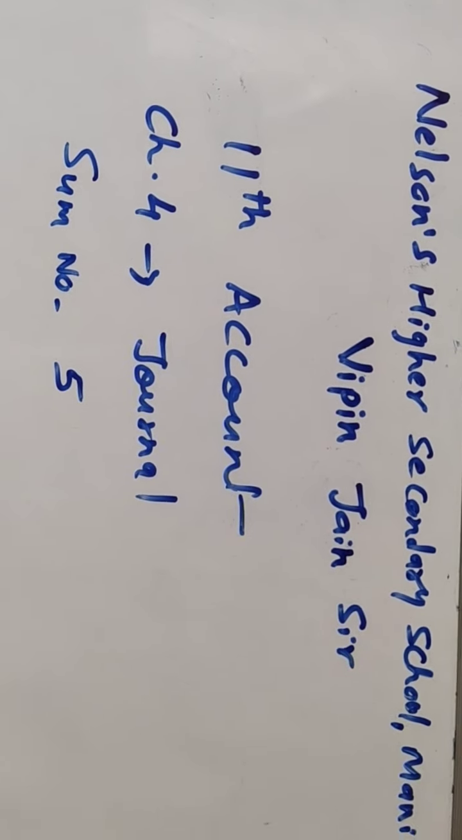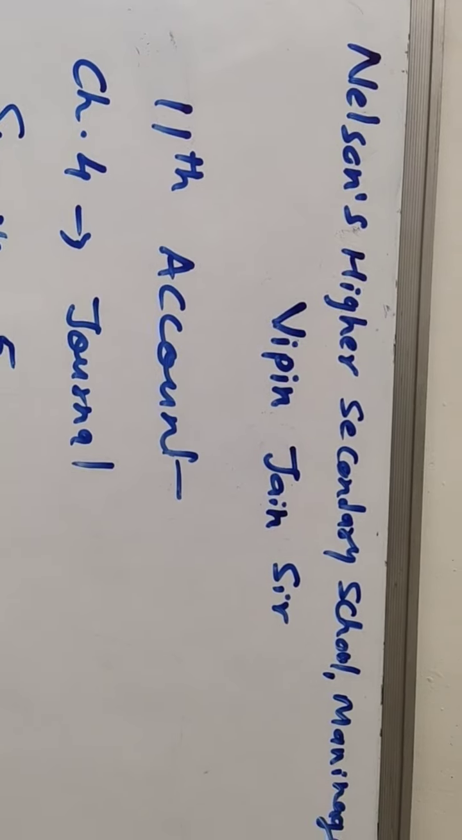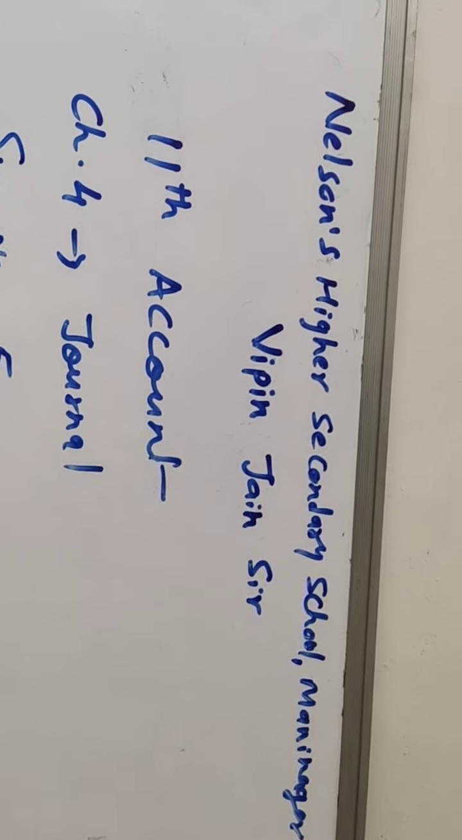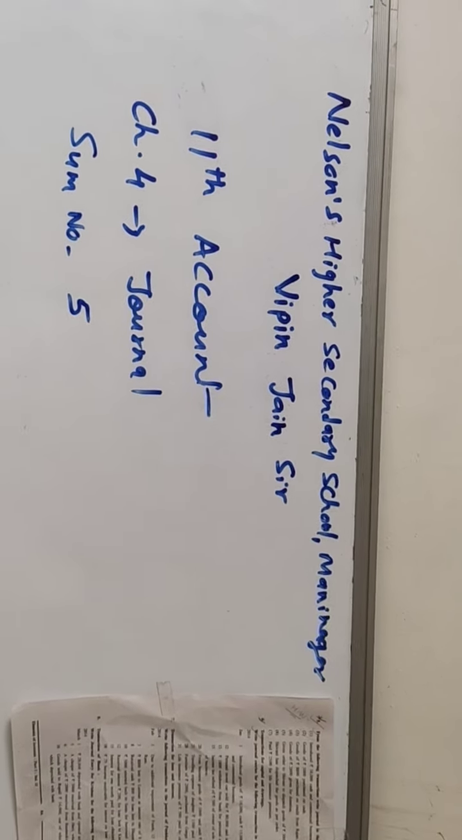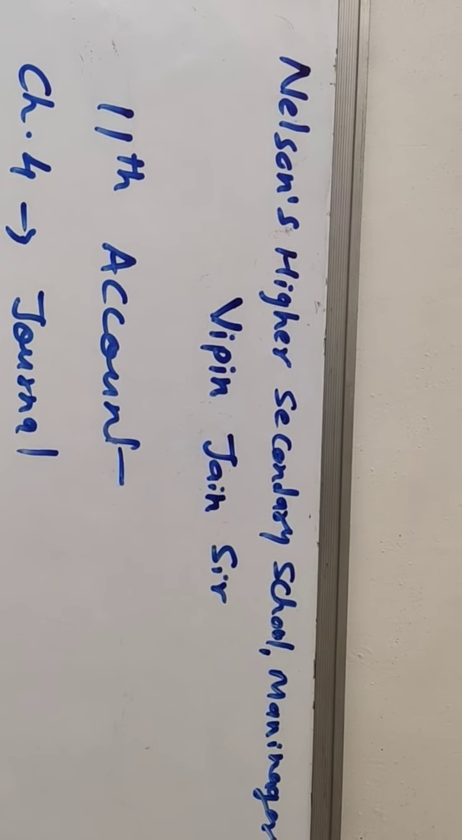11th accounts, chapter number 4, sum number 5. Today we will be doing sum number 5, which is the first sum of journal entries in a book.